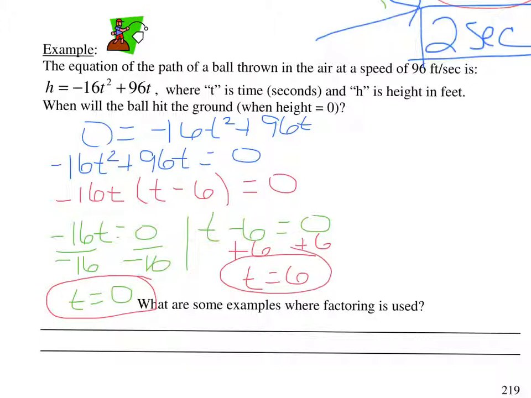Let's see what the question was. Let's see, the ball is thrown into the air at a speed of 96 feet per second. T is the time in seconds, h is the height in feet. When will the ball hit the ground? Well, when t is 0, this is the beginning. So the ball must have started at the ground when t equals 0. And then after another 6 seconds had passed, the ball hit the ground again. So we can say at 0 seconds, the ball started at the ground, and at 6 seconds, the ball actually hit the ground, at 2 different times.